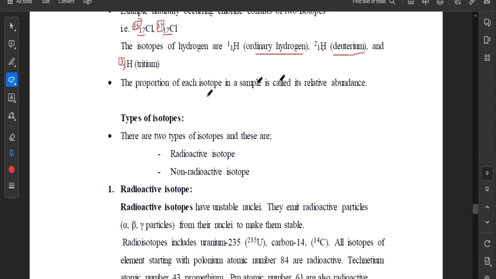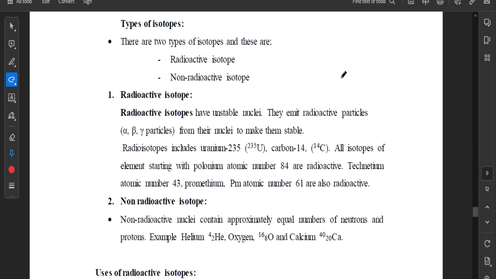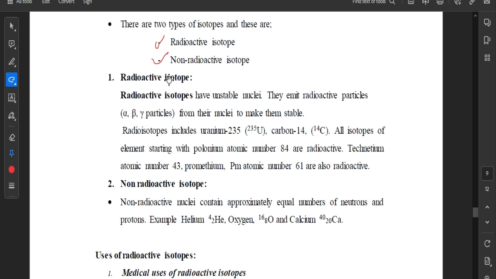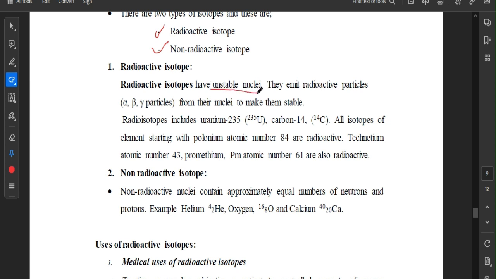The proportion of each isotope in a sample is called its relative abundance. Types of isotopes: there are two types, radioactive and non-radioactive. Radioactive isotopes have unstable nuclei. They emit radioactive particles, think alpha, beta, gamma particles, from their nuclei to make them stable. Radioisotopes include uranium-235, carbon-14, and isotopes of elements starting with polonium, atomic number 84. Technetium, atomic number 43, and promethium, Pm, atomic number 61, are also radioactive.